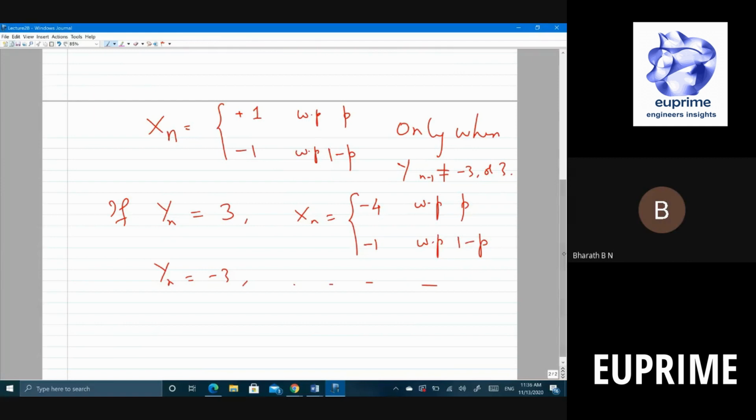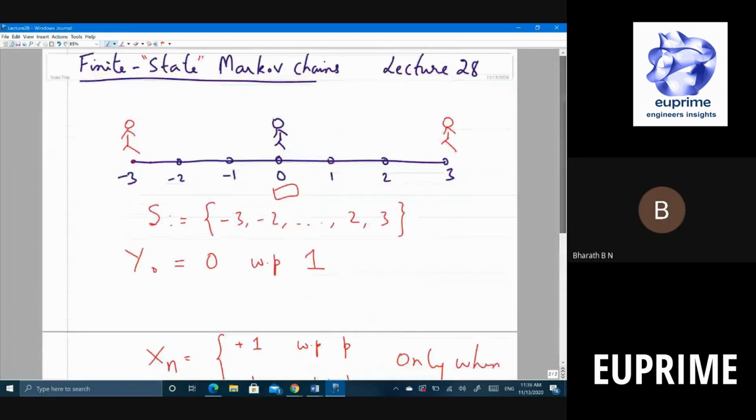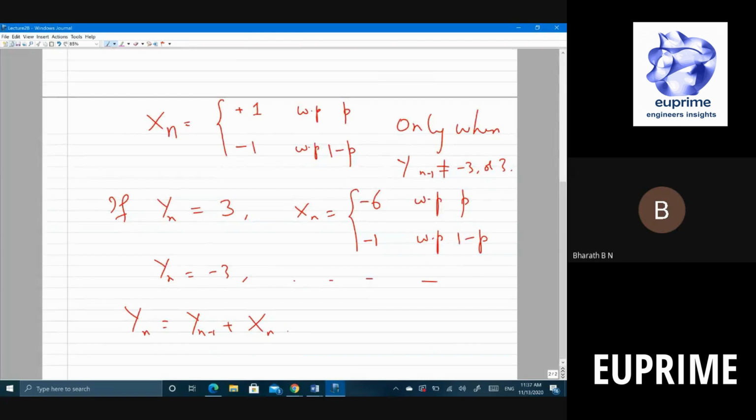So what is yn actually? yn is yn-1 plus xn. Yes. If it is 3 and I add -1 to it, you go to 2 with probability 1 minus p, or you will go to -3. Is this fine? Okay, whatever, I'll slightly change it. So you go to 2 or -3. It doesn't change the whole thing much.